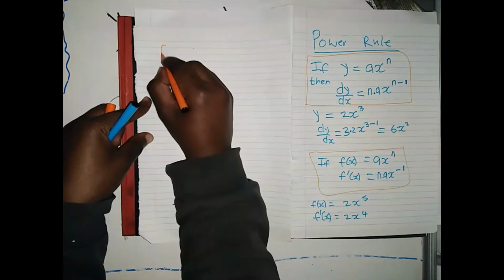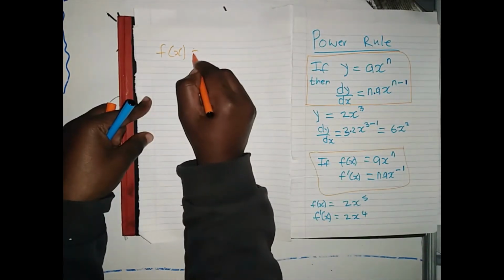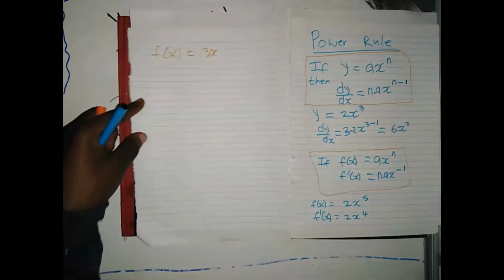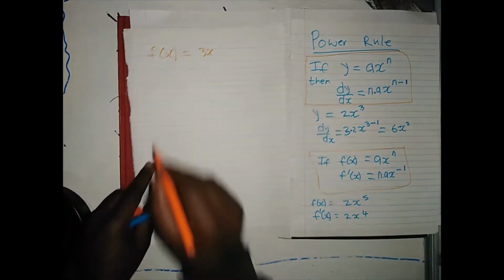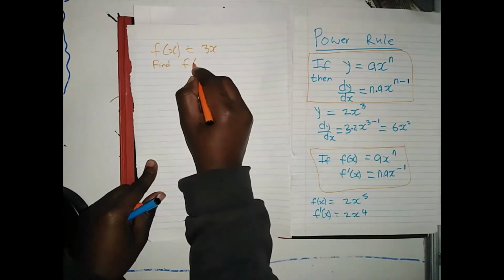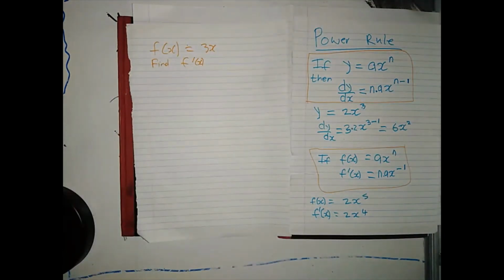You've got f(x) equal to 3x. And then they are saying to you, find f prime of x. How do you go about finding f prime of x?